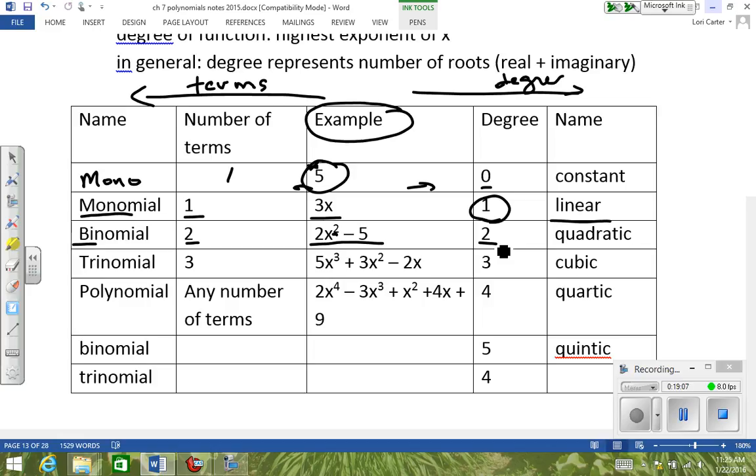But on the polynomial, it says the degree's 4, but how is the degree 4? You are going to wait till we get there, aren't you?